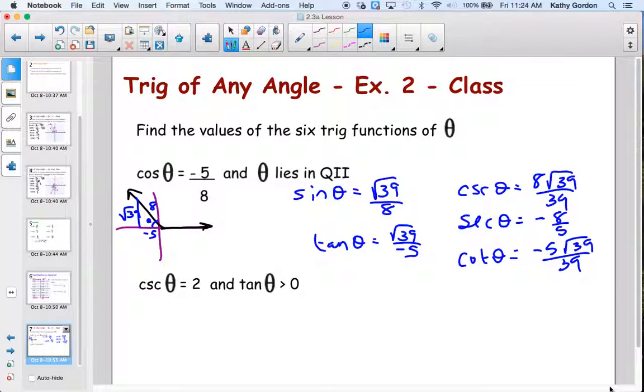Okay, and what should happen with signs in quadrant 2? My sine should be positive, and then a reciprocal positive, that's good. Cosine is supposed to be negative, which it was, and that makes secant negative. How about tangent? What's that supposed to be in quadrant 2? Negative. So I got negative, it's all good.